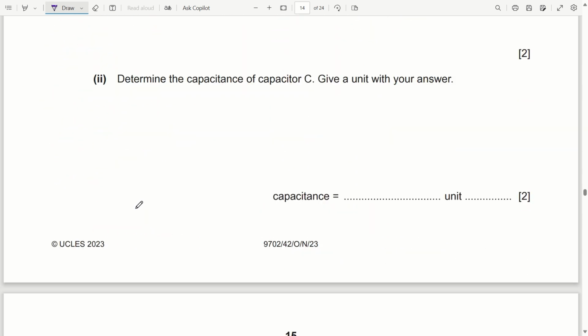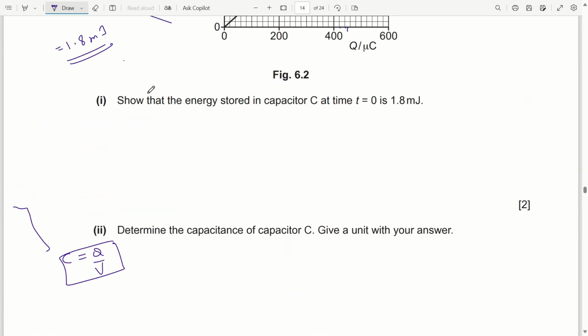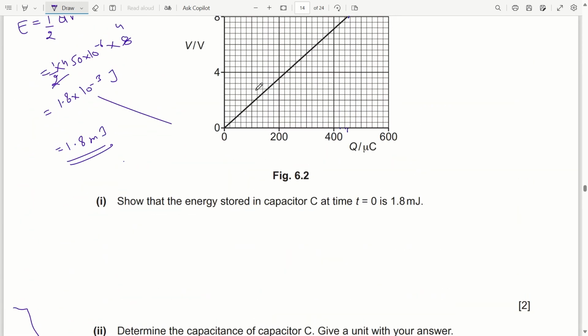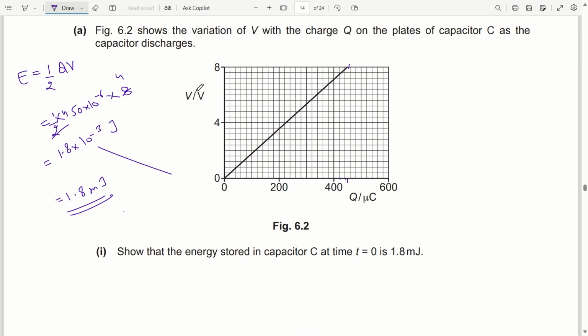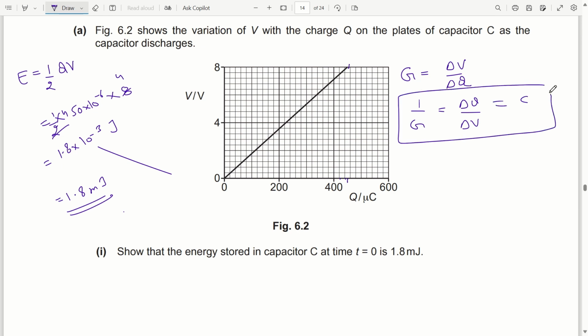Second part: determine the capacitance of capacitor C. Give a unit with your answer. We know that capacitance C is the ratio of Q to V. Now we have to find this ratio. Here, if we see, the gradient of this graph is equal to delta V by delta Q. So 1 by gradient will be delta Q by delta V, that is equal to capacitance C.